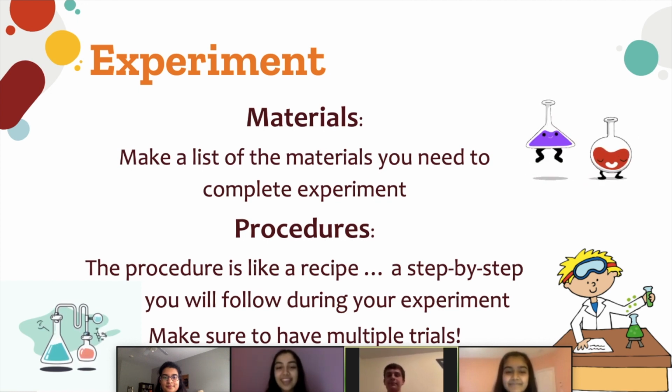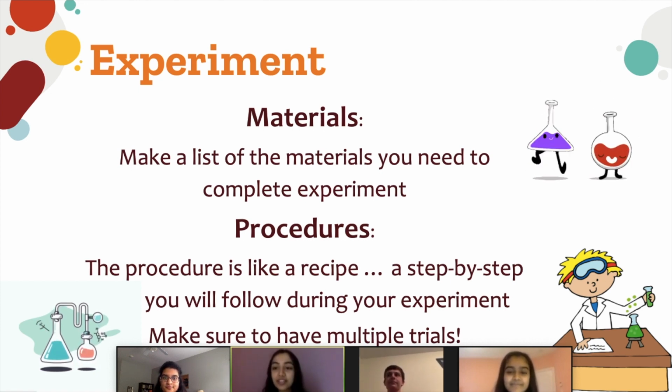Now that we have our question and hypothesis, we can finally get to doing the experiment. So first, you need to come up with all the materials that you need for your experiment, including what you're going to use to measure independent and dependent variables. And then you can get to writing your procedures.